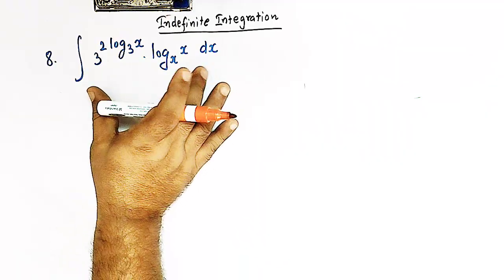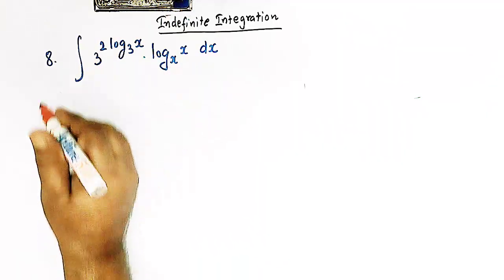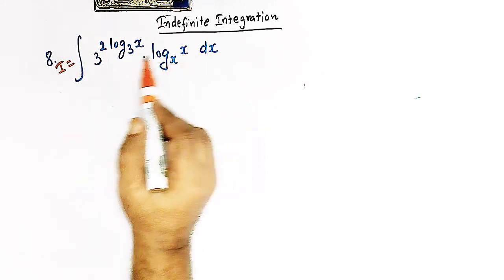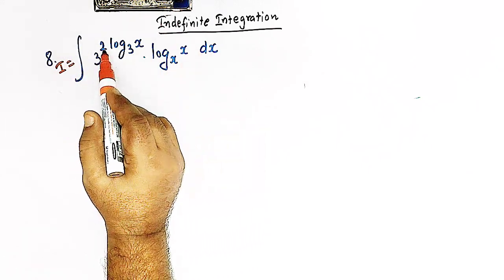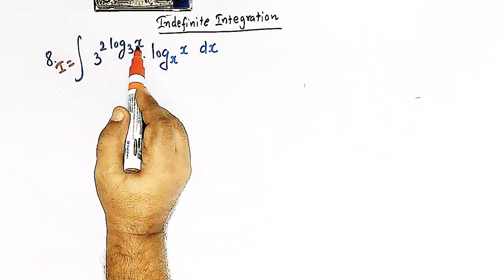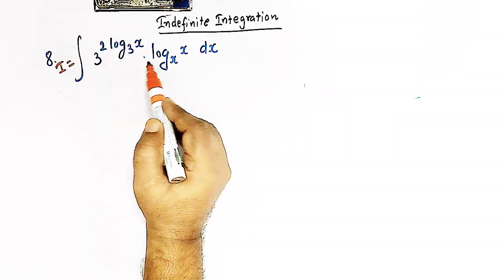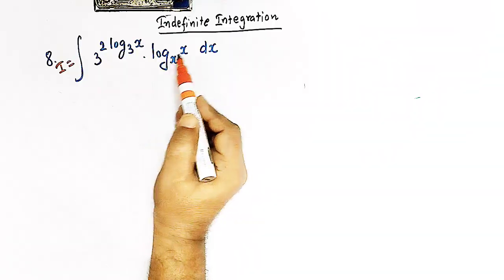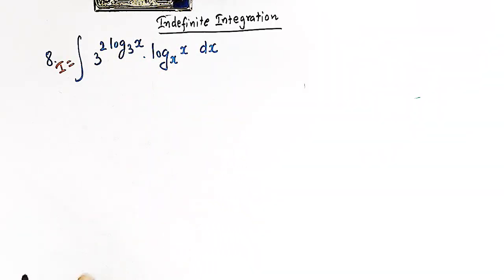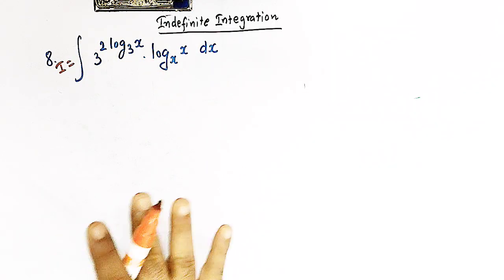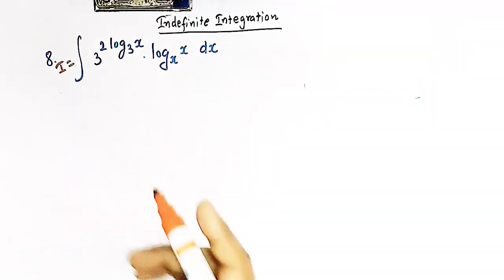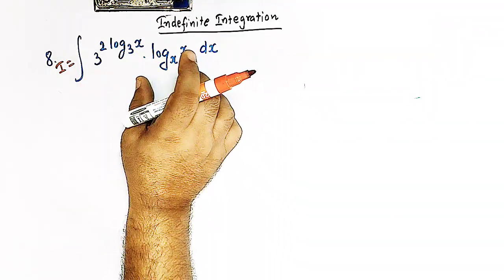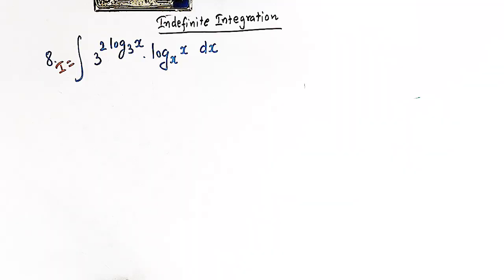So now let us consider this interesting problem. Here we have to find the indefinite integral of 3 raised to 2 times logarithm of x to the base 3, times logarithm of x to the base x. Here we are not going to make use of the substitution method, but we will simply make use of the properties of logarithm and exponential function.